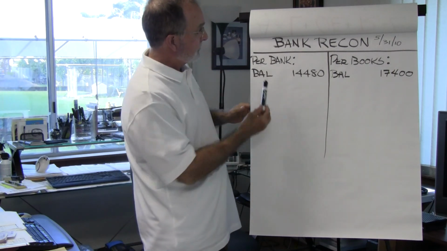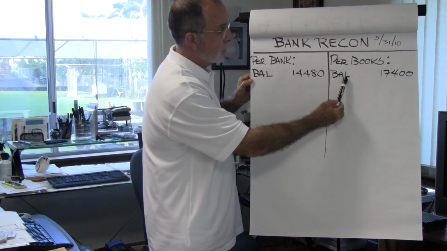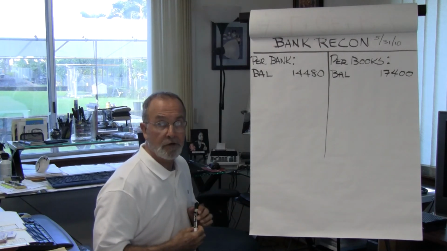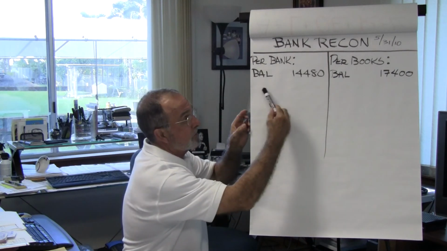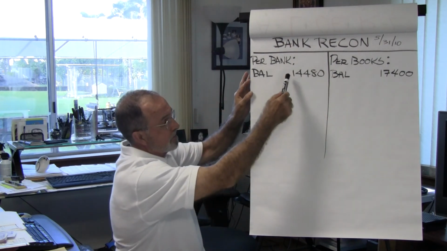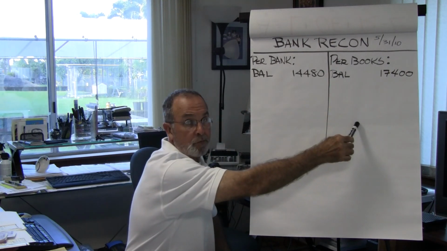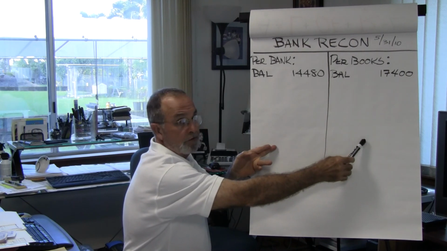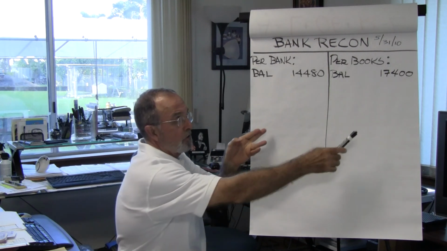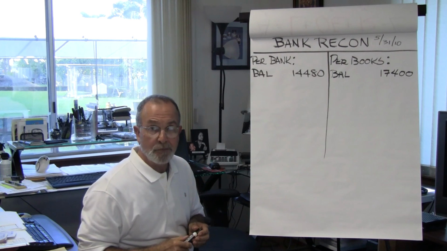So again, we're starting with balance per bank of $14,480 and balance per books of $17,400. And the objective of our bank reconciliation is to show adjustments on either side of the page here. Some adjustments will affect our bank balance, other adjustments will affect our book balance, and the objective here is to come up with an adjusted cash balance on both sides of the page that is the same on both sides.